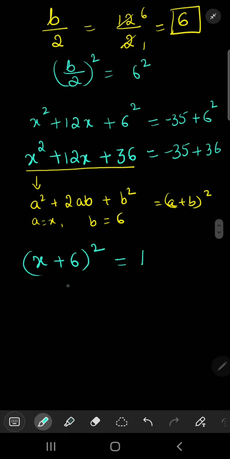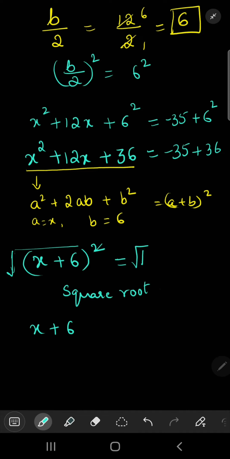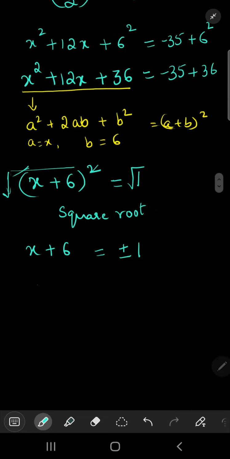Now I will take the square root on both sides. Here the square and the square root get cancelled, so it will be x plus 6. And whenever the square root is removed, we know we have to take plus or minus 1. Since I need the value of x, I'll take this term to the right hand side: x is equal to minus 6 plus or minus 1.